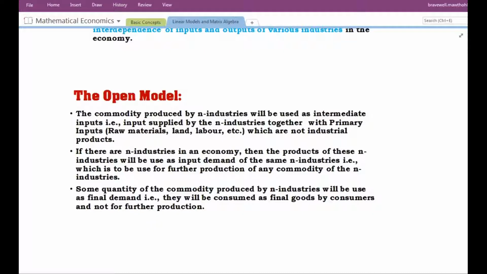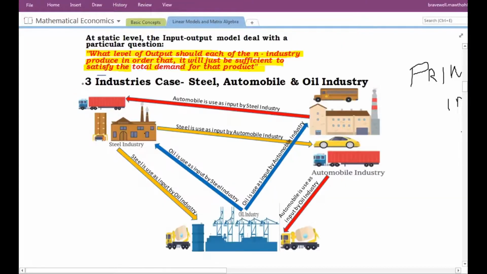Now some quantity of the commodity produced by the N industries will be used as final demand, that is, it will be consumed as final goods by consumers and not for further production. Consumers in this case may be individual consumers, the government or export. In this particular example, we have assumed that the output of one industry is used as intermediate input in the other two industries and itself. There is no final demand for the product.